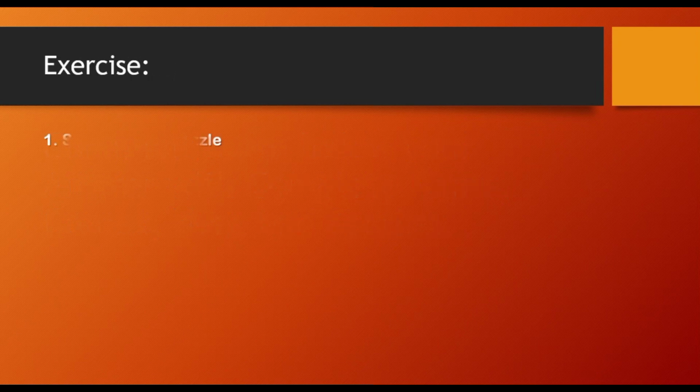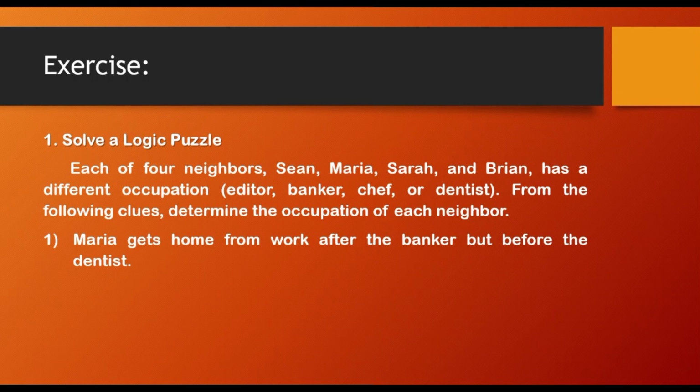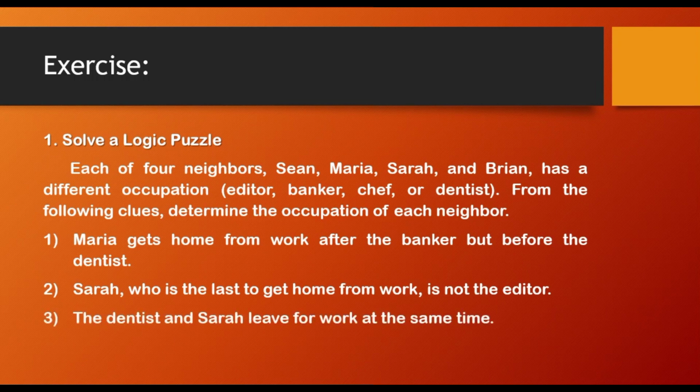Okay, exercise. Question number 1. Solve a logical puzzle. Each of 4 neighbors, Sean, Maria, Sarah, and Brian, has a different occupation: editor, banker, chef, or dentist. From the following clues, determine the occupation of each neighbor. Clue number 1. Maria gets home from work after the banker, but before the dentist. Clue number 2. Sarah, who is the last to get home from work, is not the editor. Number 3. The dentist and Sarah leave for work at the same time. And clue number 4. The banker lives next door to Brian.